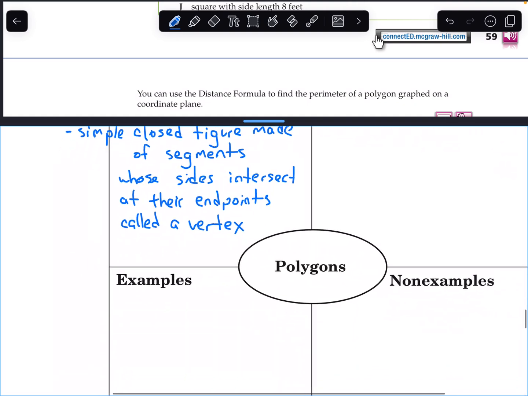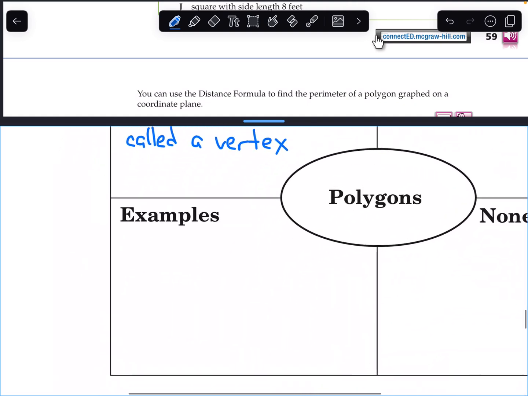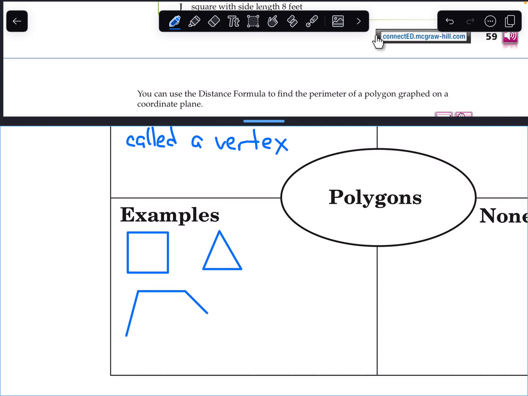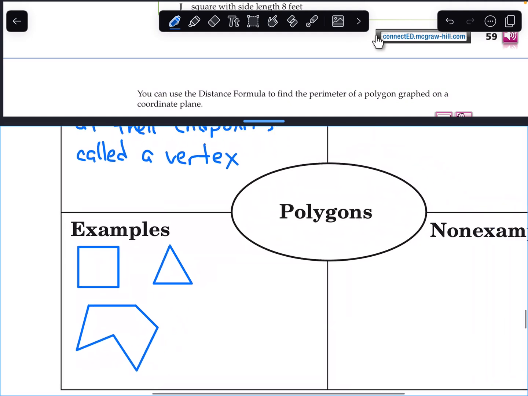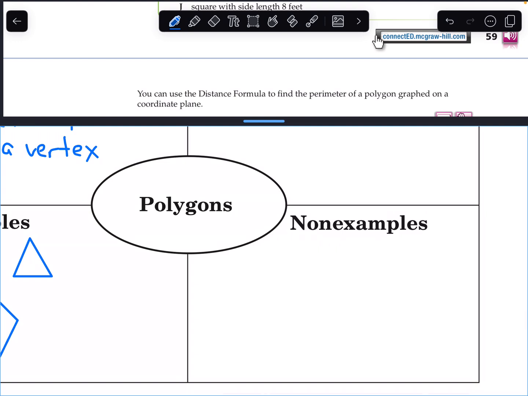All right, some examples of polygons. We can draw some here. Our good friend the square, a triangle, and let's go for a really crazy one in here. We'll just start adding pieces. Remember, it doesn't have to be convex. We can do something like that. That's a polygon too.